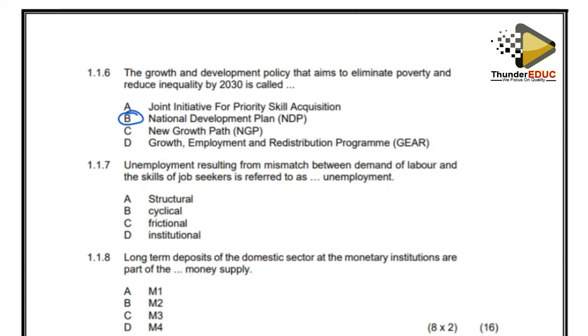So now the economy has to plan on how best they want to improve the standard of living for its inhabitants. Even us as individuals, we do have our planning at the personal level, which we call personal planning, where you write the strategies or schedule out all the activities that you want to achieve or pursue. Okay, right. So now, moving on, grade 12, we have 1.1.7. So 1.1.7 reads as follows. Unemployment resulting from mismatch between demand of labor and the skill of job seekers is referred to as dash.